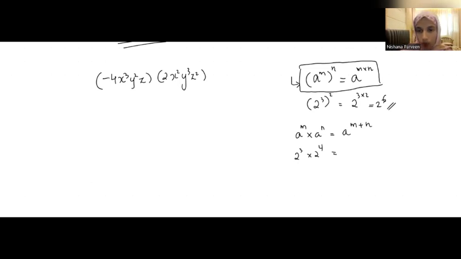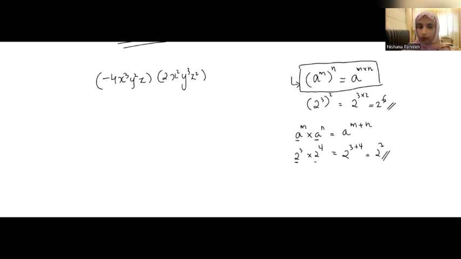That means here both the bases should be the same. That is the only thing you have to keep in mind. The base should be the same. That is 2 raised to 3 and 2 raised to 4. Okay, so you just look, a raised to m plus n, right? That is 2 raised to 3 plus 4. That is 2 raised to 7.